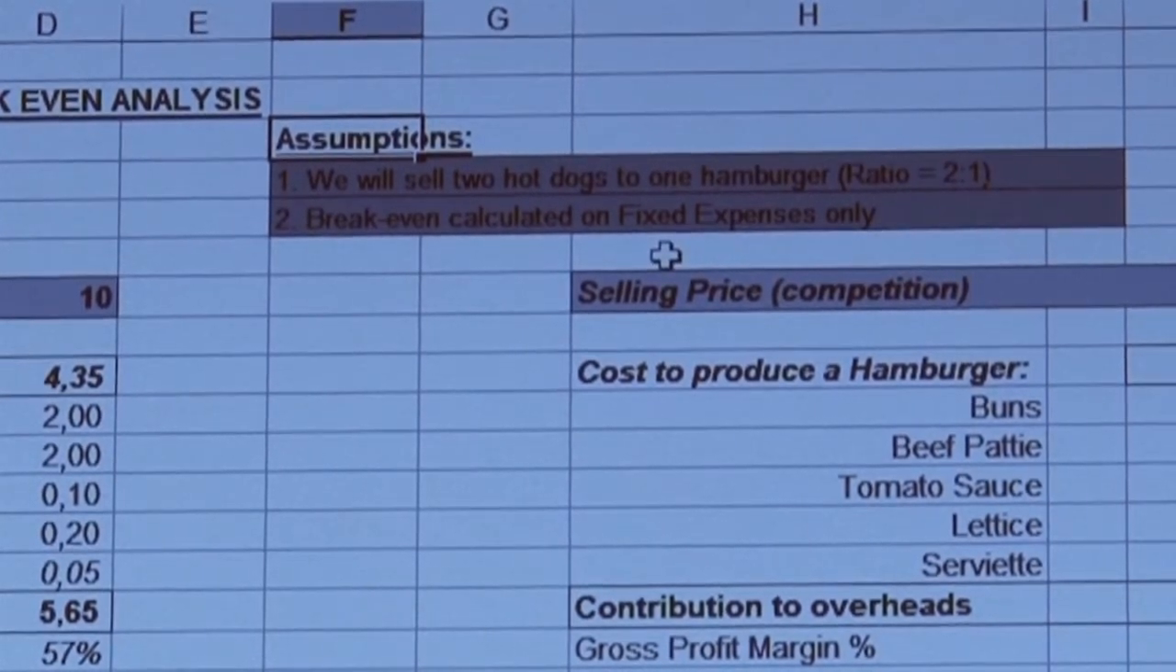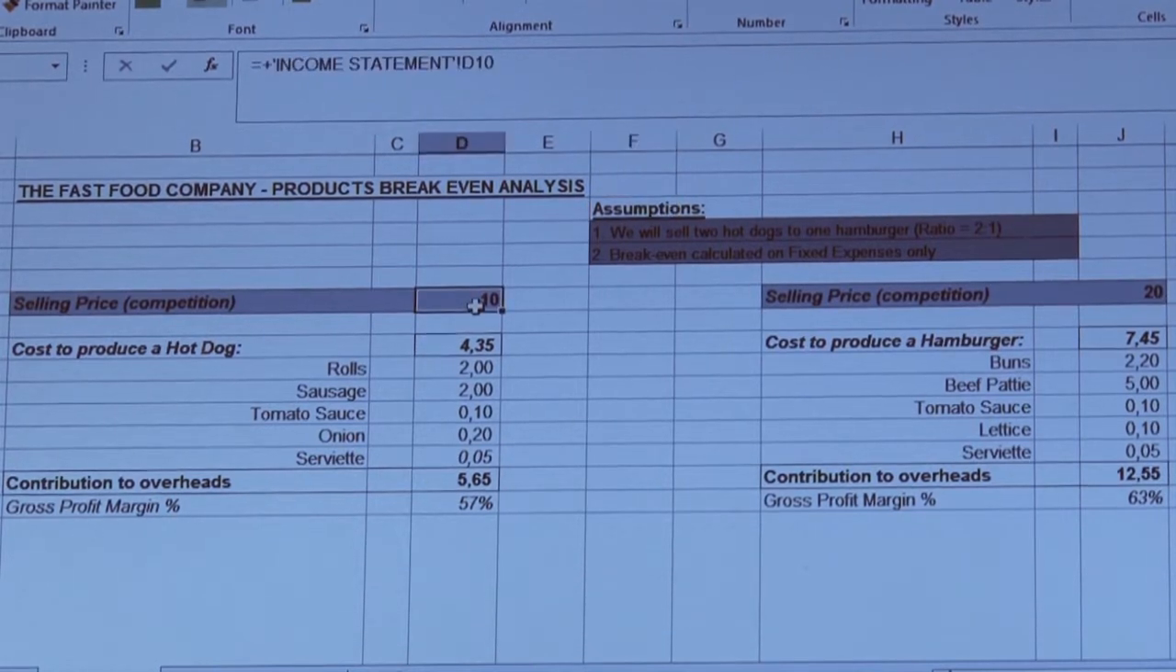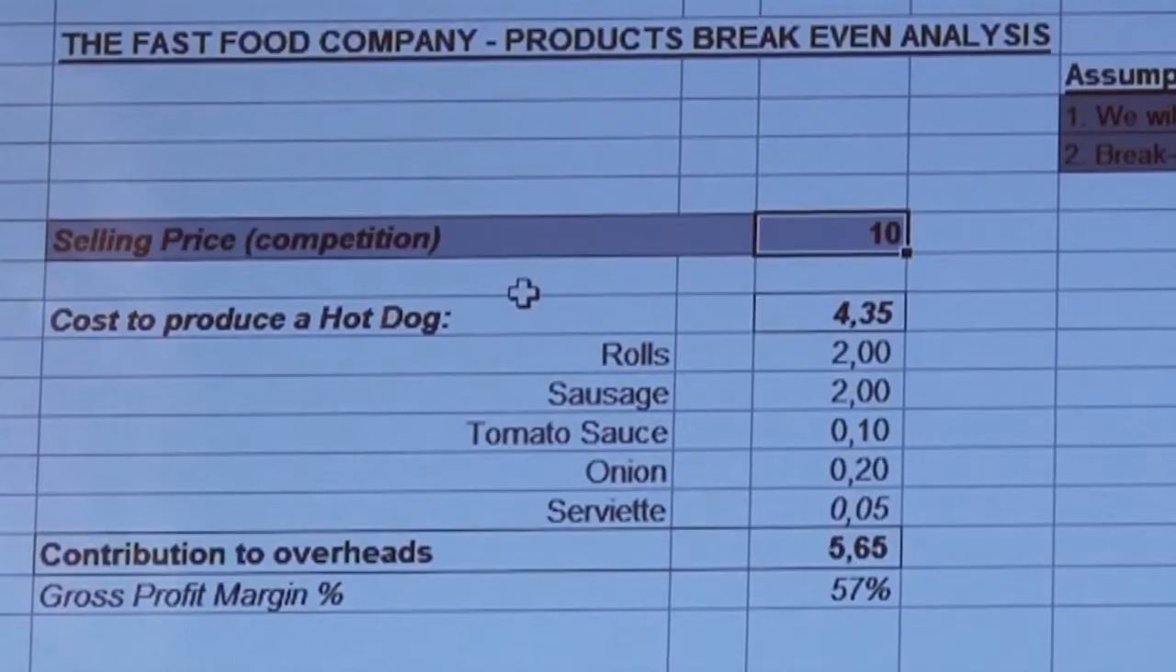Have a look then also at the different products we've got here. We've got a selling price, which is based on competition. That's what the competition is selling the product at, hot dogs, for example. Okay, and the selling price for hamburgers is 20 Rand, and the selling price for a hot dog is 10 Rand. Now look, let's have a look at the cost to produce the hot dog for ourselves here.